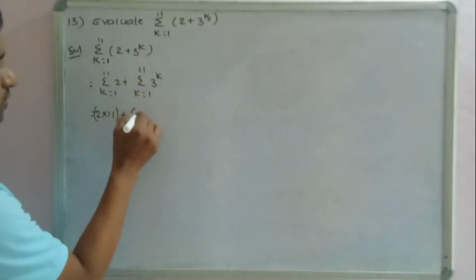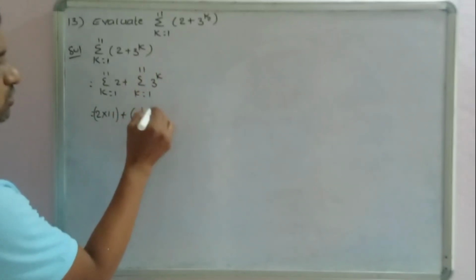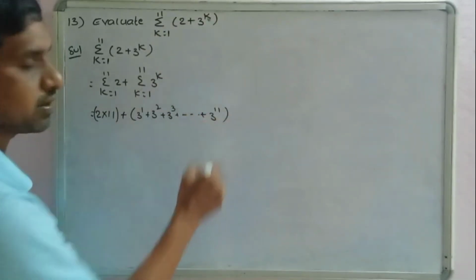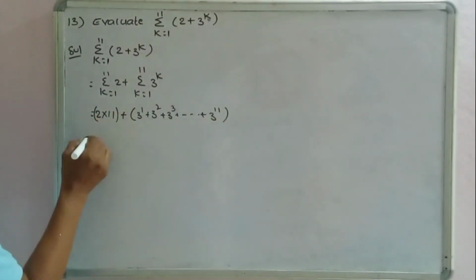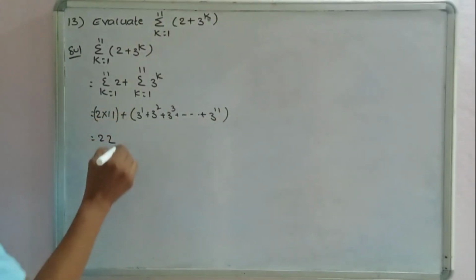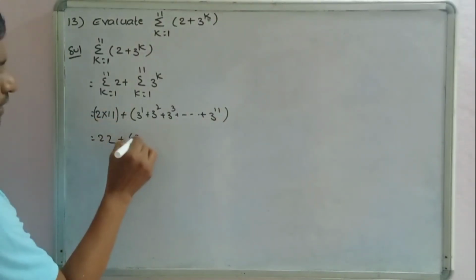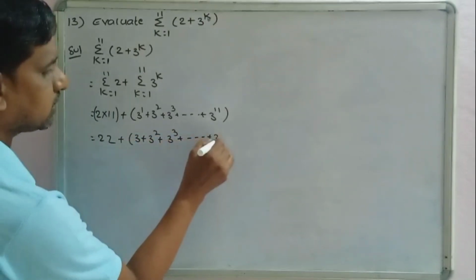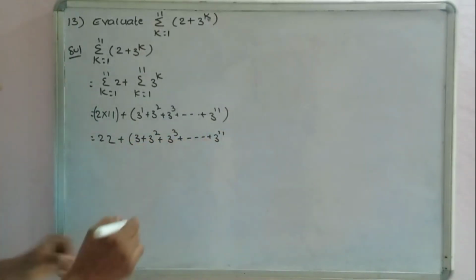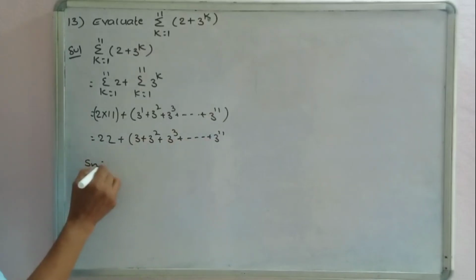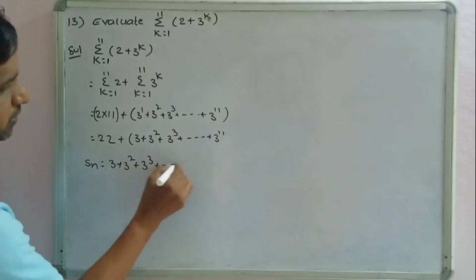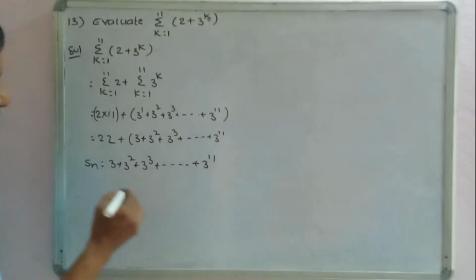Substitute k equals 1. So 3 power 1, plus, sigma is nothing but addition, 3 power 2, 3 power 3, up to 3 power 11. 2 times 11 is 22. So this one is 3 plus 3 square plus 3 cube plus up to 3 power 11. Now find this sum first. So let us say it is Sn. Sn equals 3 plus 3 square plus 3 cube plus up to 3 power 11.